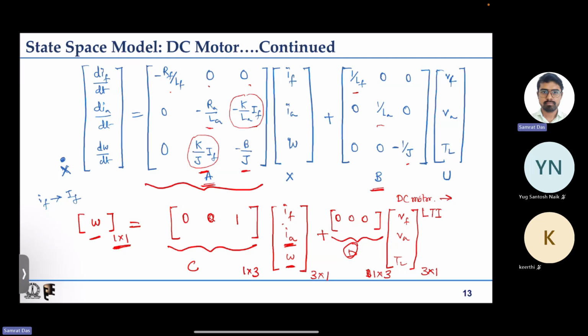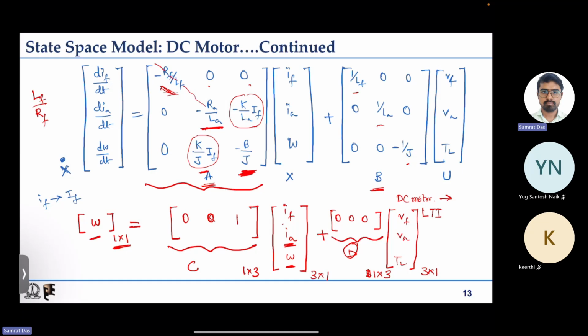So from a system perspective, this A matrix is most critical, because it tells us about the system, because it contains the parameters of the system, like Rf by Lf. What is this? This is nothing but the reciprocal of the time constant of the field circuit, with a negative sign. Similarly, the second one is the reciprocal of the time constant of the armature circuit, and the third one is nothing but the reciprocal of the time constant of the mechanical subsystem.